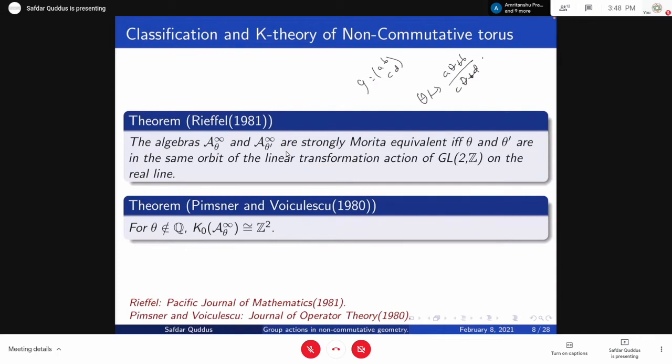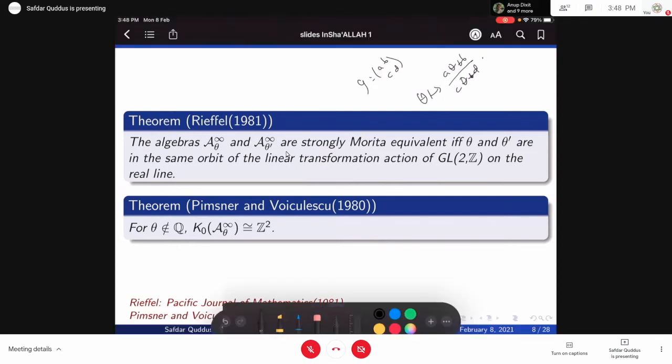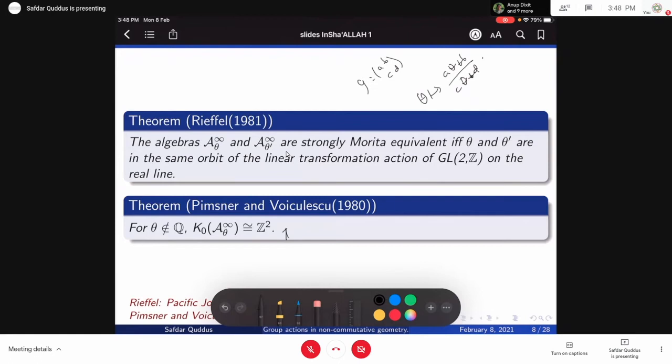They also calculated the projections. There are two projections: one is the identity itself, and the other is a non-trivial projection, which is basically a smooth projection, which Rieffel got, and Powers and Rieffel also got. So this is a smooth projection. In fact, later we'll see that K_0 of A theta infinity is actually only Z, because there's no smooth projection. So this is what has been studied already.